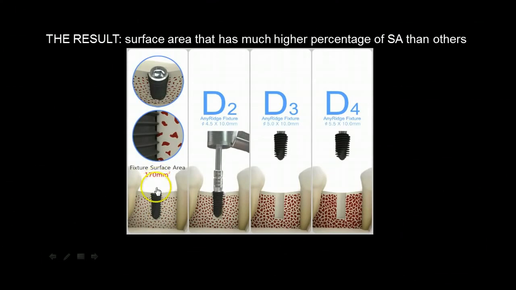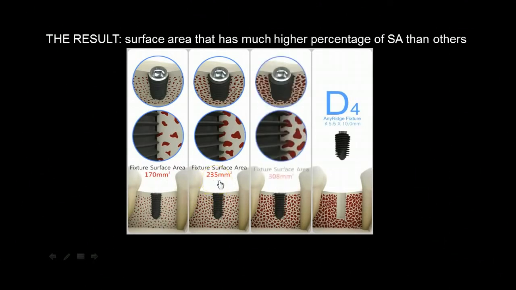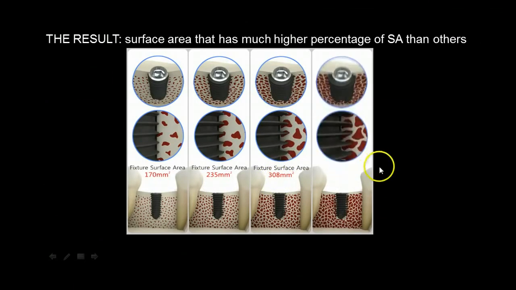Now a 4x10, traditionally designed, is 170 millimeters squared. 4.5 by 10 is 235 millimeters squared. A 5.0 by 10 is 308 millimeters squared. And a 5.5 by 10 is 388 millimeters squared. Now remember these three numbers here: 4.5 by 10, 5.0 by 10, and 5.5 by 10. Look at the surface area: 235 on the 4.5, 308 millimeters squared on the 5.0 by 10, and 388 millimeters squared on the 5.5 by 10. But again, you're only making a 3.3 osteotomy.